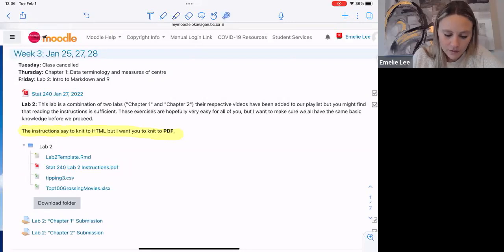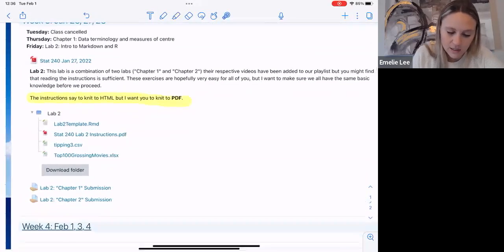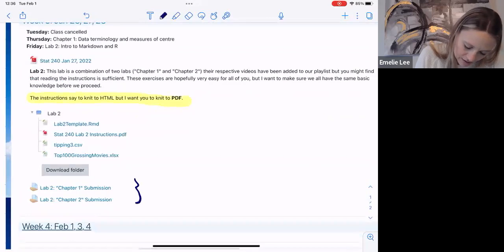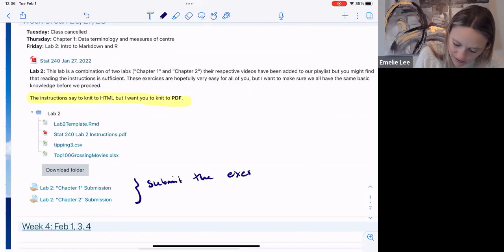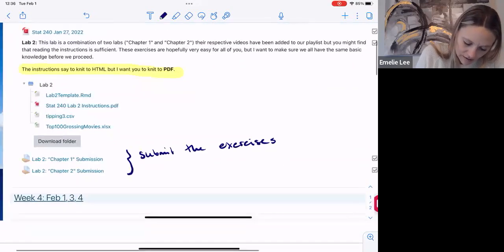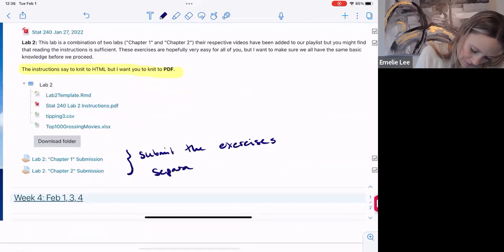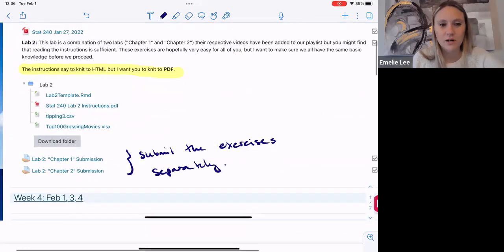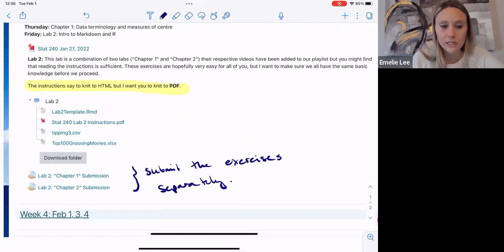Now, for kind of simplicity's sake, I want you to submit the exercises separately. Otherwise it's way too hard for me to kind of mark it. But the lab 2 chapter 1 submission, and if we click on these, well, I guess this is a screenshot, so I can't really click on it, but I'll go back there and click on it. So the chapter 1 submission and the chapter 2 submission.